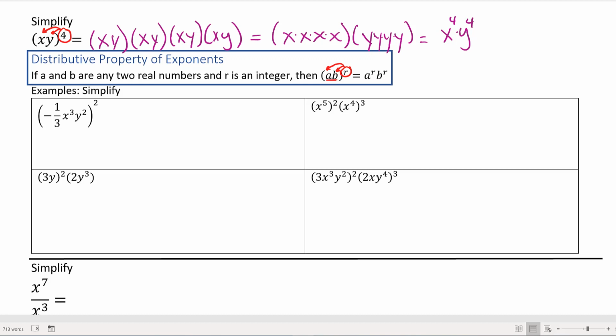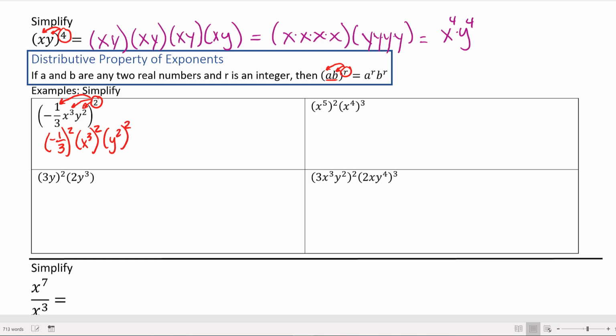Okay, so we have a lot of examples here. These are quite intensive because they're getting a little harder here. So this 2 is going to be distributed to every single base. Now, a lot of people forget that negative 1/3 is a base. So we have negative 1/3 being squared. Then we have x cubed being squared. And then we have y squared being squared.